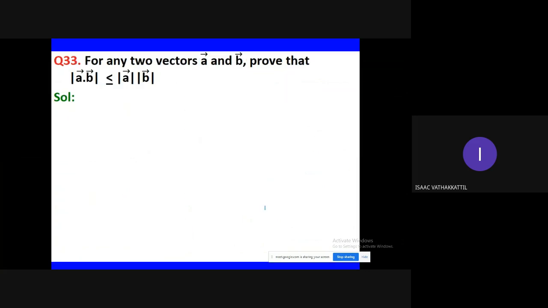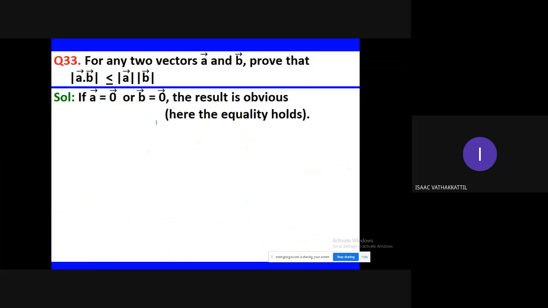For any two vectors A and B, prove that modulus of A dot B is less than or equal to magnitude A magnitude B. Note that A dot B is a number. It's simple. If A equals 0 or B equals 0, the result is obvious because both the sides are zeros. Now suppose A and B are both non-zero.